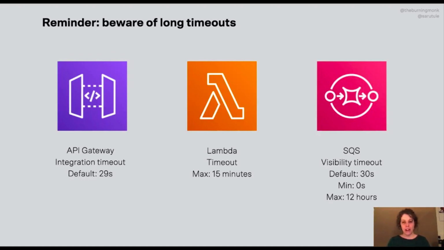Just a reminder, beware of long timeouts. When you create an API Gateway, the default timeout is 29 seconds, which is very high, and that's not very optimal. So make sure you fine tune that. Also, another thing you should be aware of is that when you integrate SQS with a Lambda, always make sure that the SQS visibility timeout is higher than the Lambda timeout.